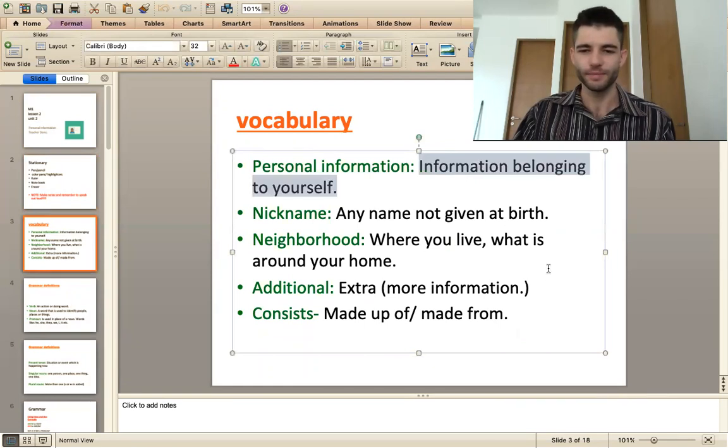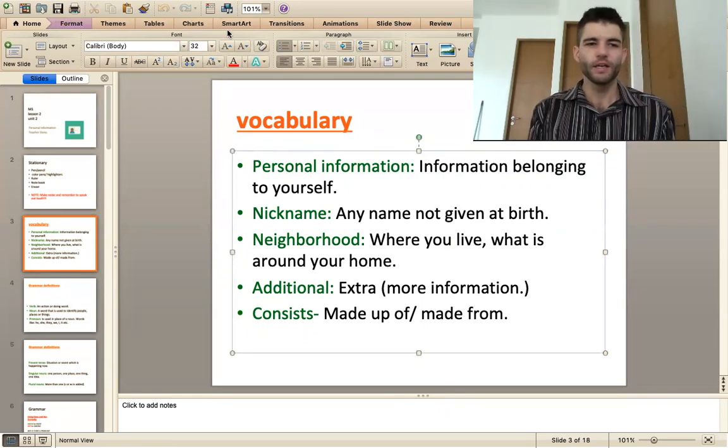Today's vocabulary is not a lot, only a few words. So I'm going to go up here and we can read the words together and read it out loud. Okay. So number 1 says personal information. You can say it out loud with me. Personal information. What's that? It is information belonging to yourself. So it's my information or your own information.